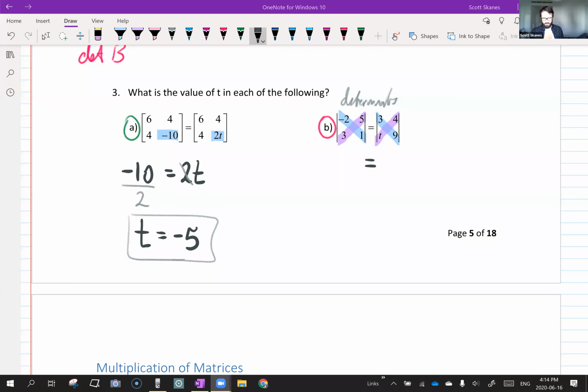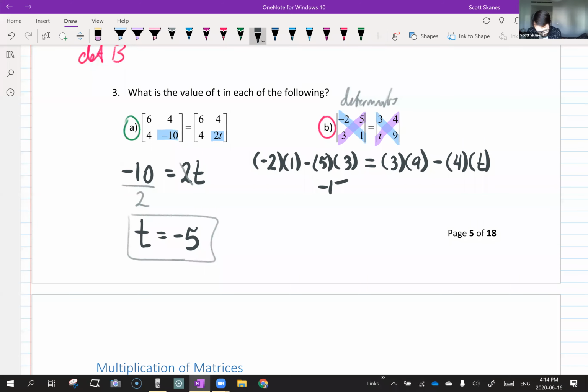I think that's enough time. 11 is not the answer that I got, but that doesn't mean that you're not right. It might just mean that I got it wrong. So let's see. Remember, determinants are minus. You do the diagonal minus the other diagonal. So negative 2 times 1 minus 5 times 3, or 3 times 5. Then we have 3 times 9 minus 4 times t. So let's simplify that. The left side here, negative 2 minus 15 is negative 17. On the right side, we have 27 minus 4t.